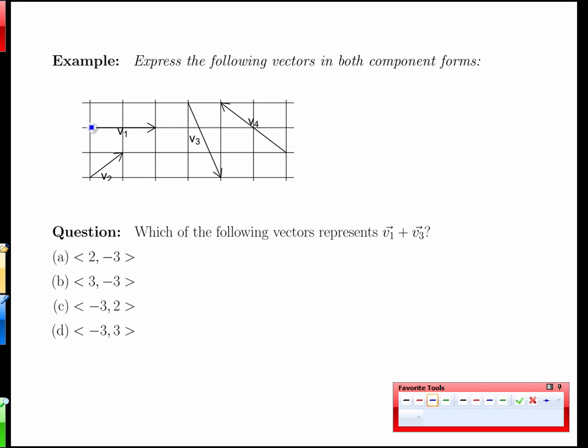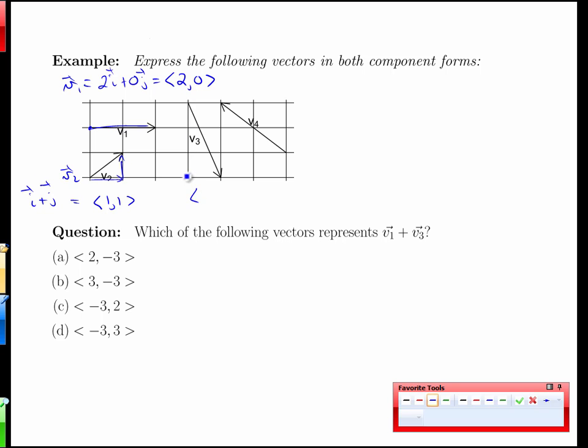v1 is an easy one. Starts from here, goes to here. That would be two i's because it takes 2 steps to the right and has no j's. So that's v1. We could also write that as simply the <2, 0> vector. v2 would be the <1, 1> vector. Or we might just write it as i plus j. 1 step to the right, that's i. 1 step in the up direction, that's j, or <1, 1>.